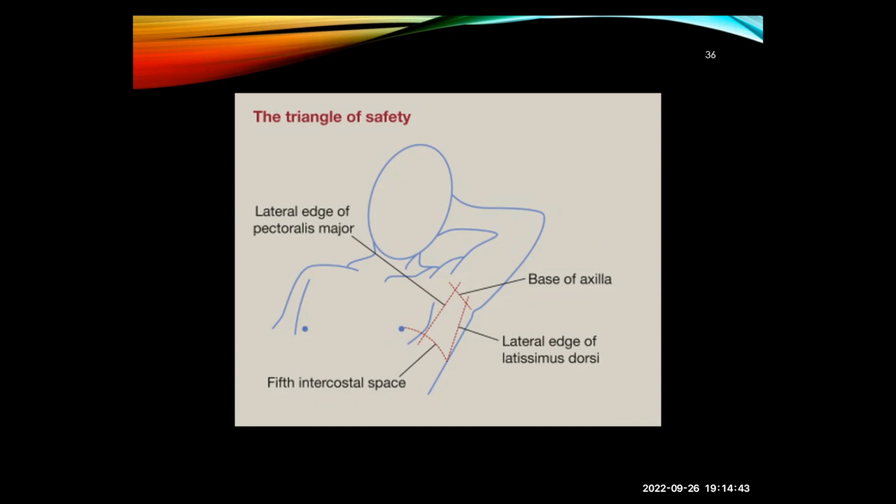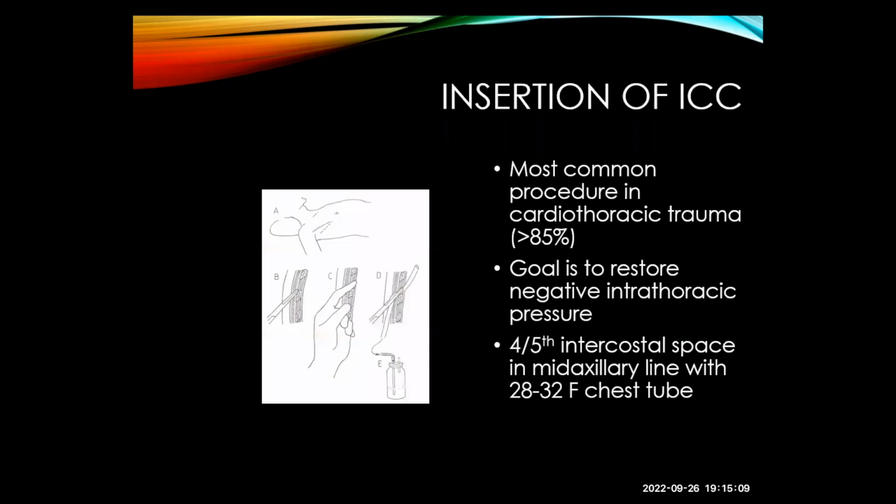So this is chosen because if you go in here, you will avoid any inadvertent injury to your intrathoracic and abdominal contents like the stomach, or the liver on the right side. More importantly, you will not hit the heart. So all of that is taken into consideration. It's a surgical cut down followed by blunt dissection with a finger sweep.